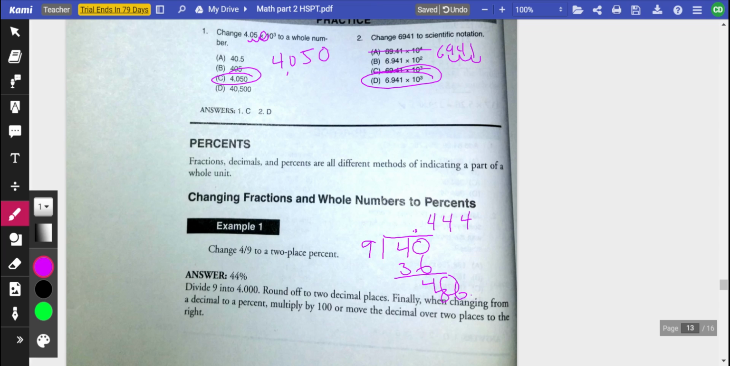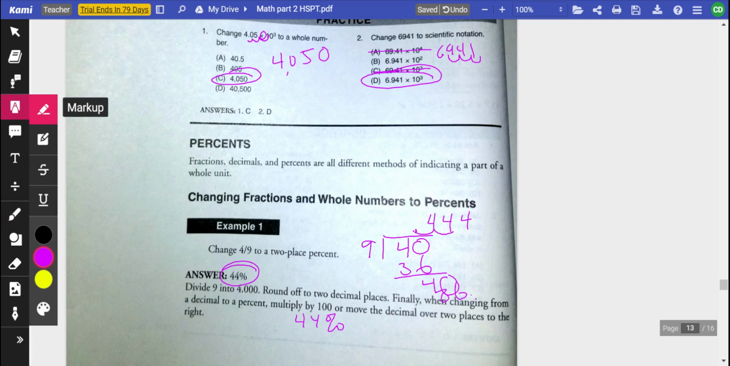But they tell us to round it or change it to a 2-place percent. So I'm going to move my decimal point 2 places because I'm going to make it a percentage. So I'm going to multiply by 100. And then I am not going to round it up because it's a 4, not a 5 or higher. So we end up with 44%, which is what they actually gave us here anyways, the answer. And that was it. Short and sweet.